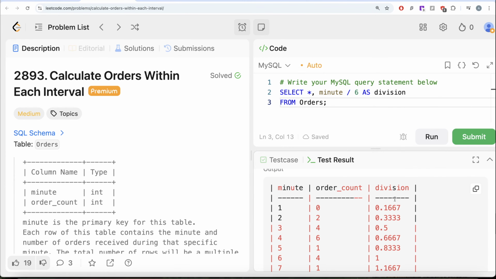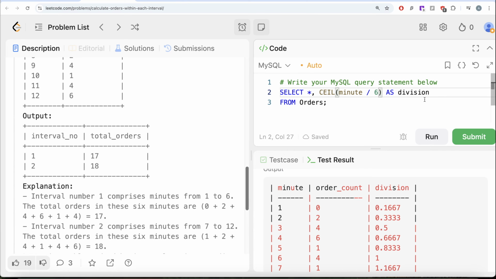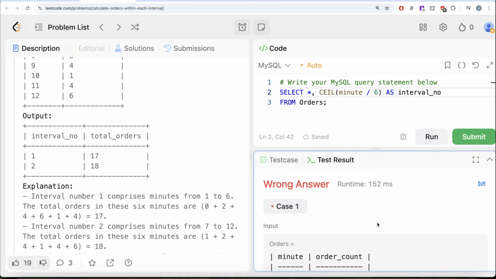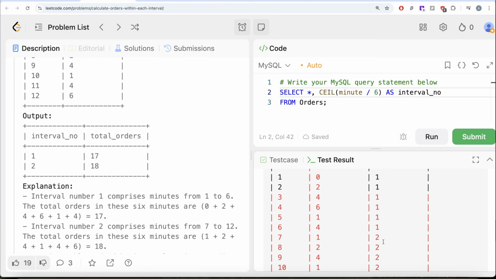So what I'm saying is, perform a ceiling of these divisions. So let's perform a ceiling and alias this as what is required in our output, which is interval number. Let me run this again. Now if you look at this, minute 1 to 6 belong to interval 1, minute 7 to 12 belong to interval 2, and so on.